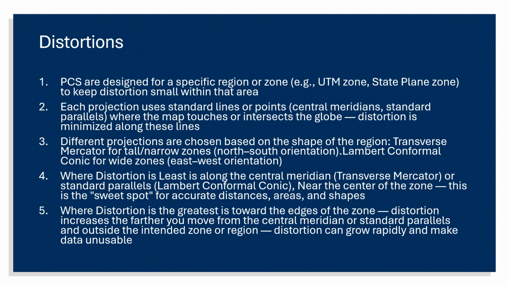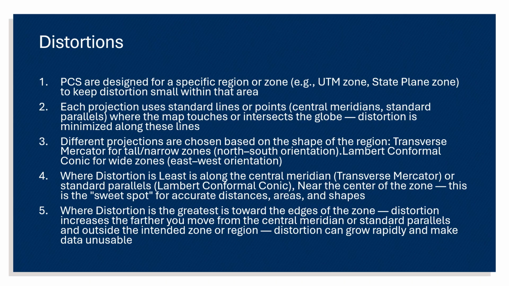Again, we select projections based on the shape of the area. North, south, or east, west will narrow you down to things like conformal conic or UTMs. Where distortion is least is in that central area along the meridian or along the standard parallels if you're in something like a Lambert conformal conic. Some are secant, some are tangent. That has to do with the number of standard parallels.